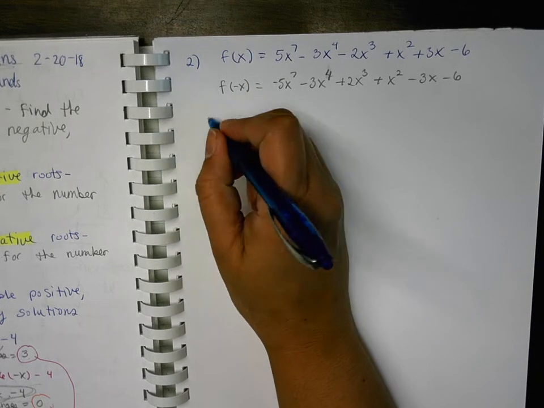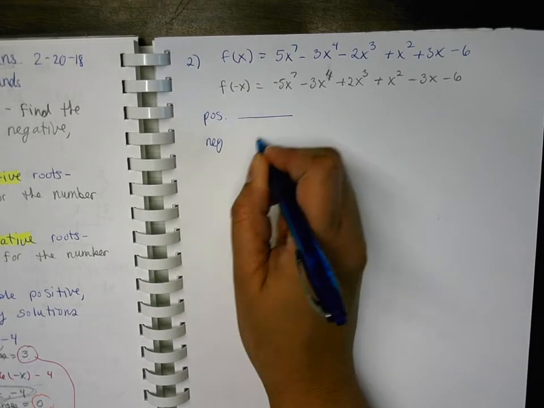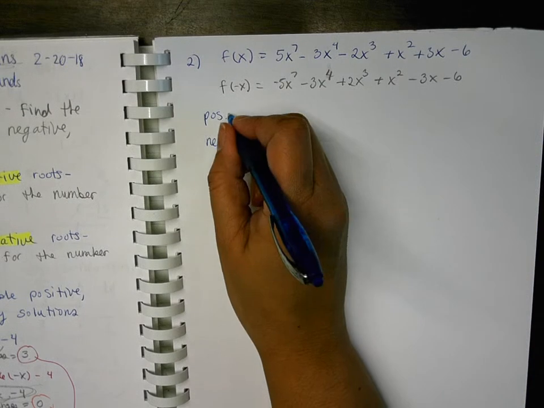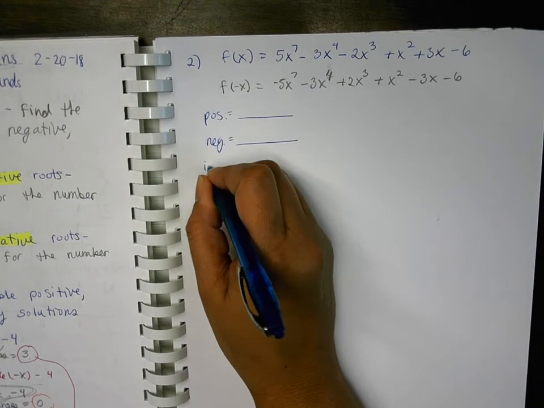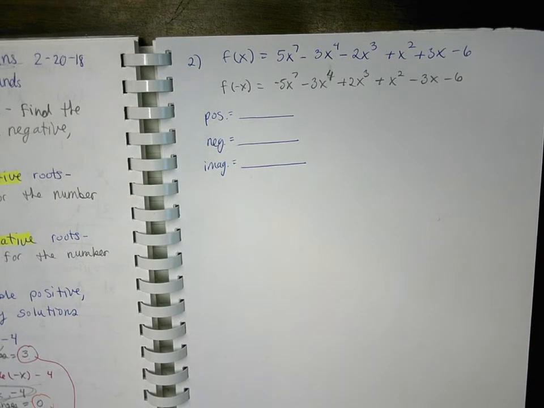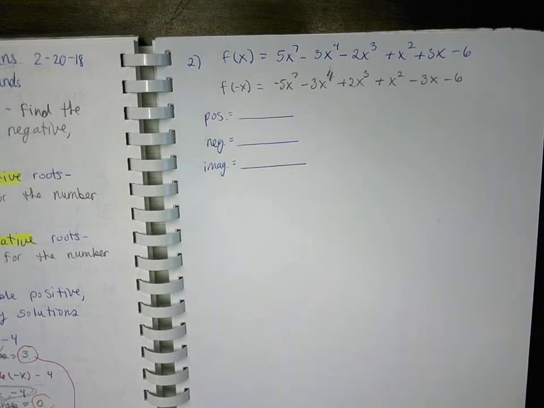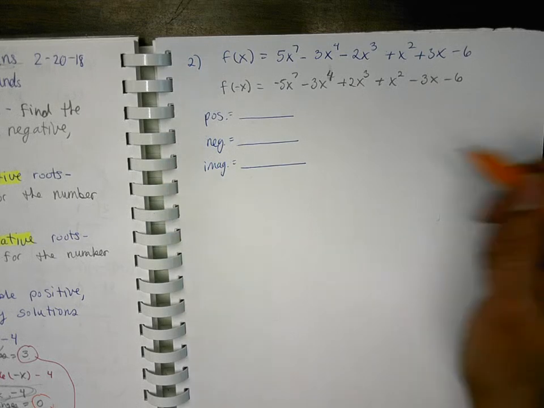All right. What's our degree here? 7. So 7 solutions. All right. So again, you'll list positive, negative, and imaginary. All right, so I'm going to let you guys look at the positive sign changes first. Go ahead and do that.